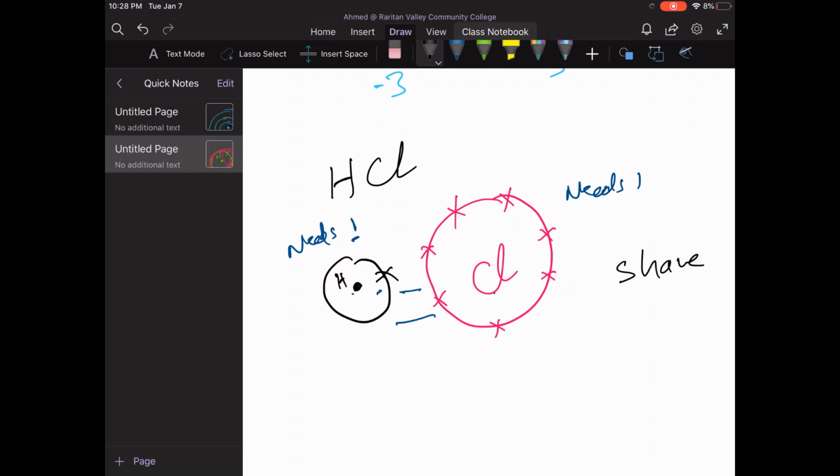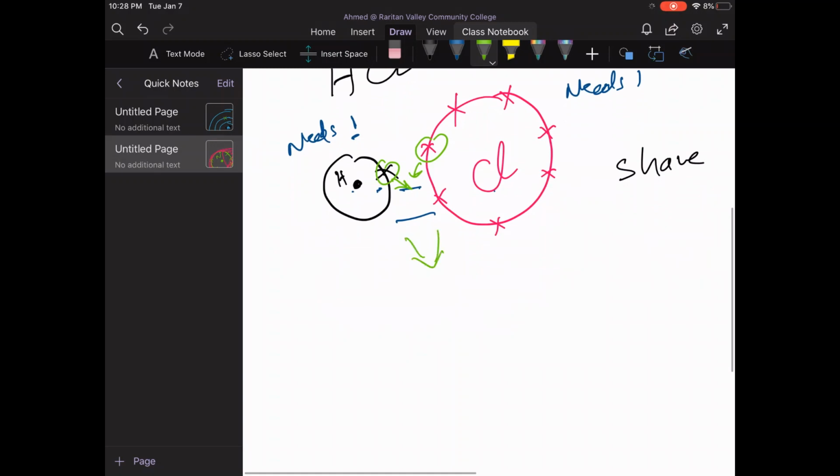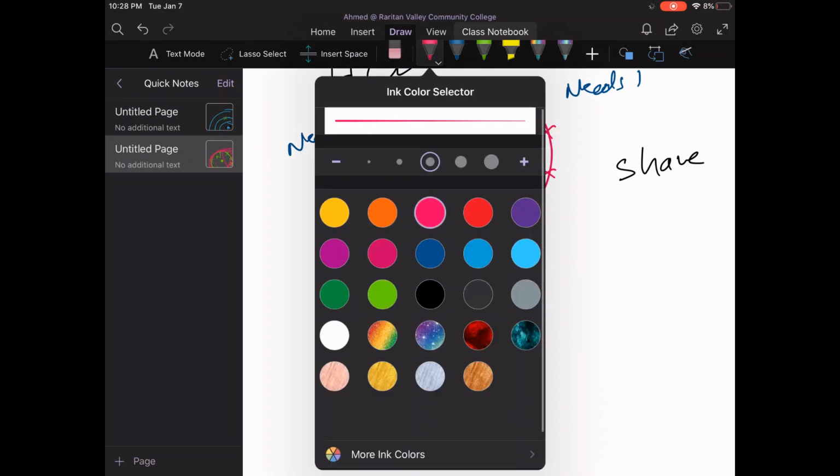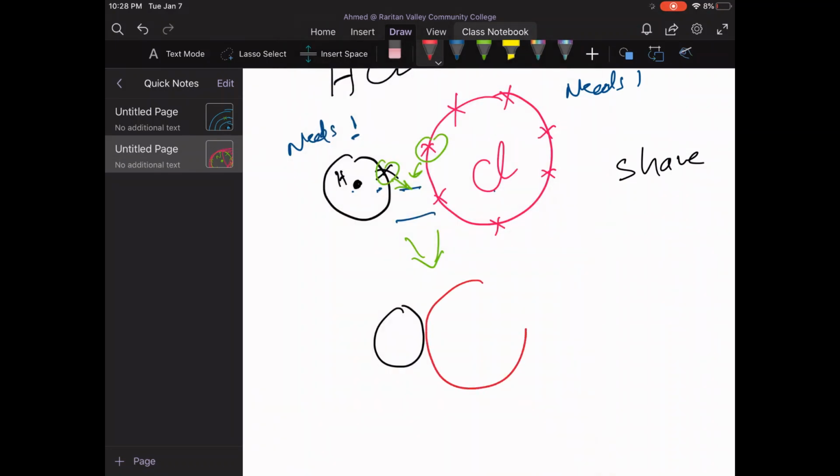Each one of them is going to provide, let's draw it in a different color, 1 electron in between. And this would result in hydrogen and chlorine sitting beside each other with a pair of electrons. And this pair of electrons, in ideal conditions, is going to spend equal time around both atoms, right? But this is not the case.